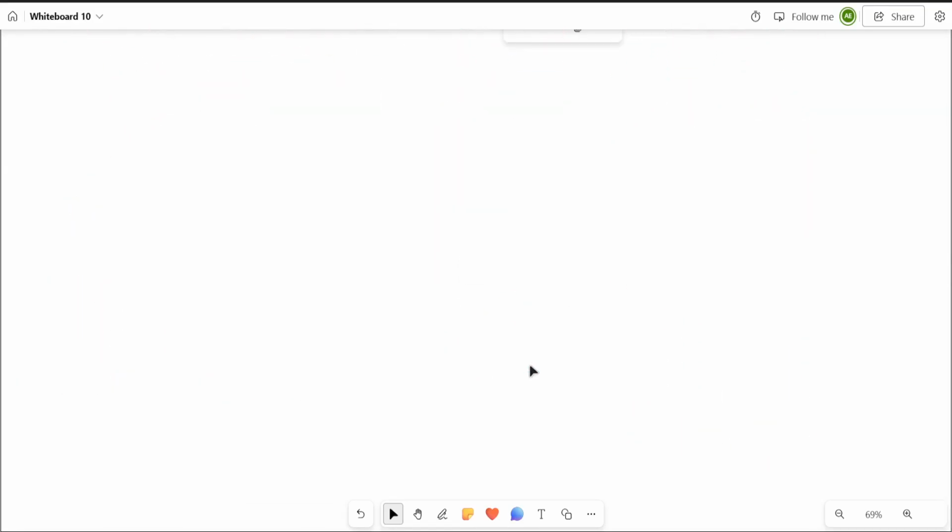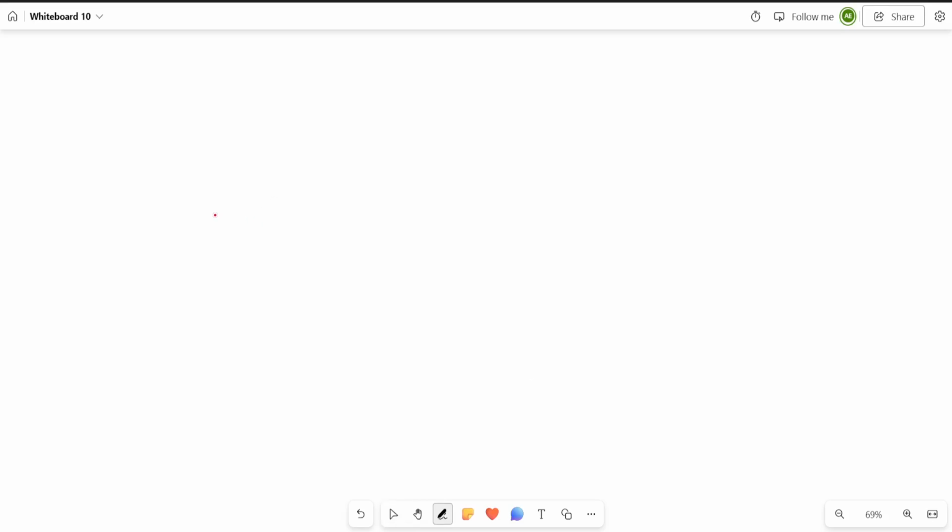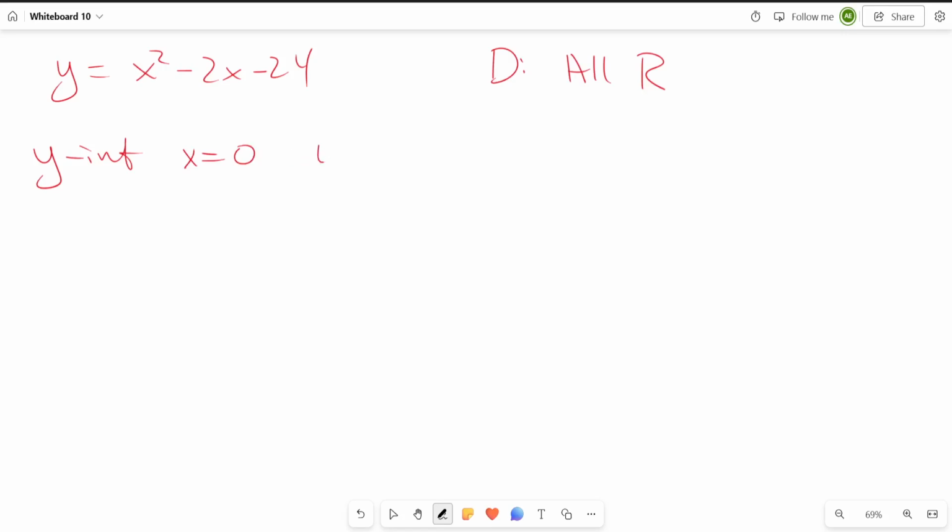So, let's continue. Let's take this next example. Let's say we have y equals x squared minus 2x minus 24. This is a polynomial, so the domain is all real numbers. The y-intercept is found by setting x equals 0. So y is going to equal, this is 0, this is 0, so y is going to equal minus 24.